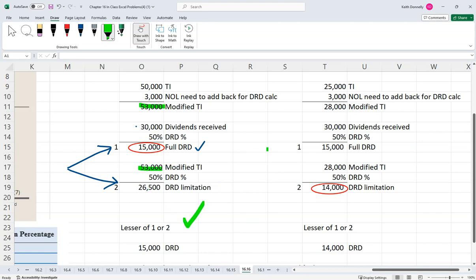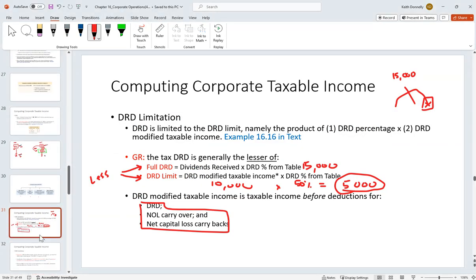If we change the facts, say that our modified taxable income was 28,000, then we run the same numbers. But when we pick the lower of the two, that one wins. We're limited, we're capped. So that's the idea there with the DRD. It's meant to prevent triple taxation.